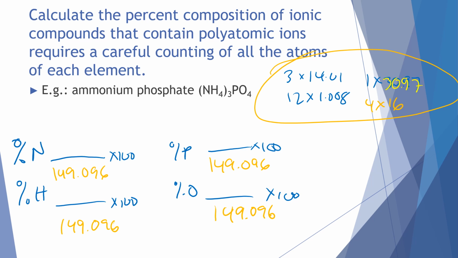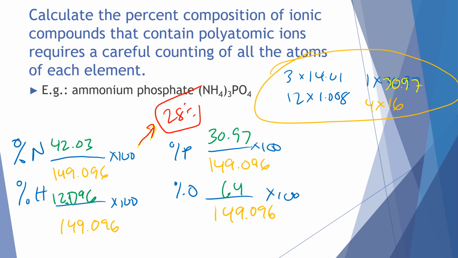So my numerators are just going to be the masses for each of these. So phosphorus is going to be 30.97. 16 times 4 is 64. 12 times 1.008, 12.096. 14.01 times 3, 42.03, divided by 149.096. This is going to be 28%. Then 12.096 divided by 149.096 is .11, so 8%.